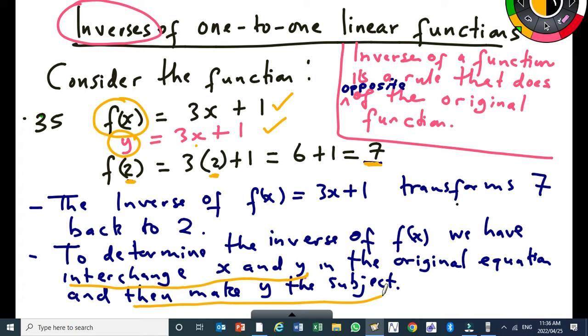Okay? The word inverse, if you want to generalize it, it means the opposite. That's all. So for the original function, if a value is an x value, that value will become the y value for the inverse function. If a value is a y value for the original function, it will become an x value for the inverse. So it means there is an interchange of x and y.